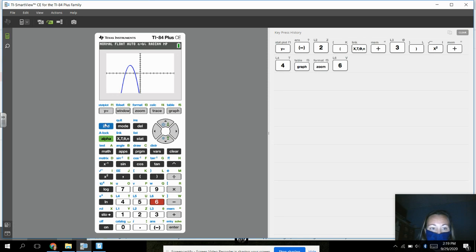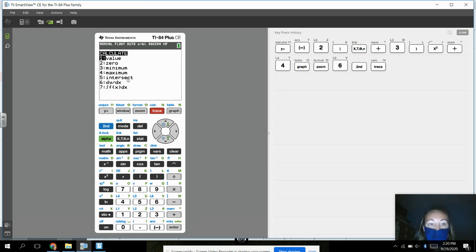So you're going to go to second, trace, and it's going to bring up these options. You've probably been here before using the intersect option for systems of equations. Most likely you went through a graphing process. Intersection was your point that the two lines touch. But we're doing maximum, so I'm using number 4.